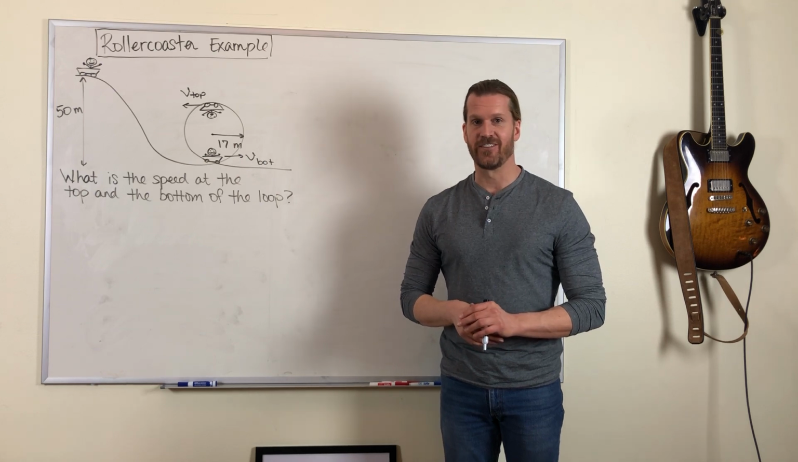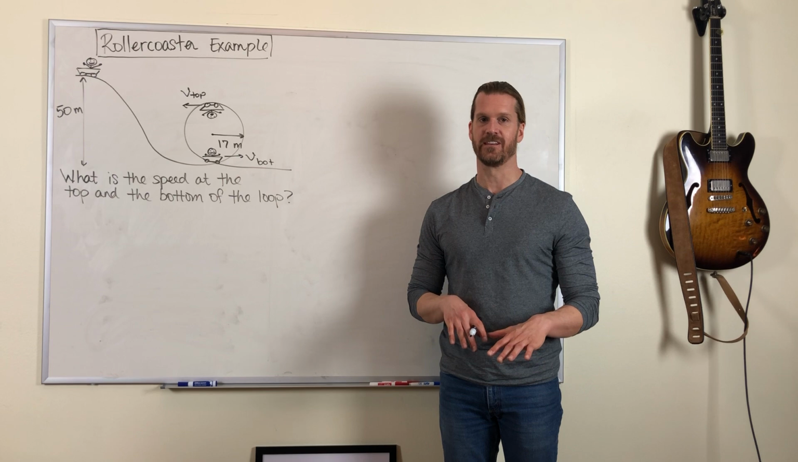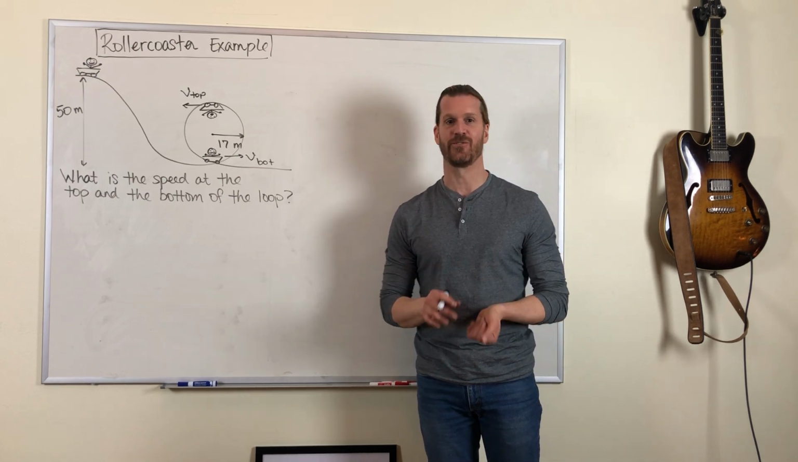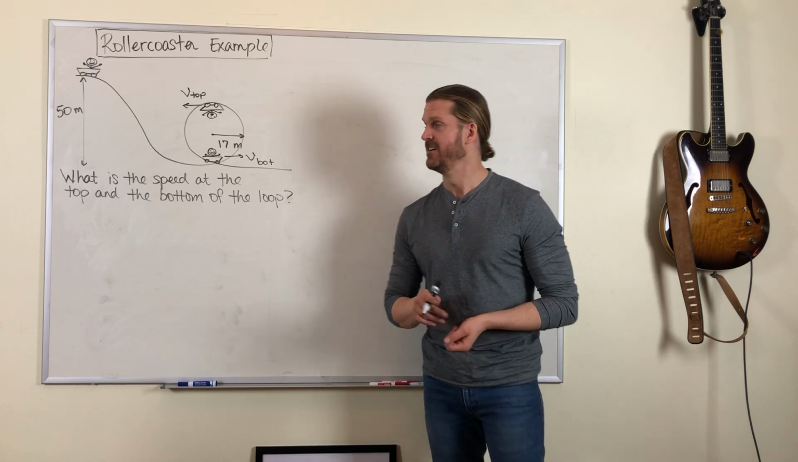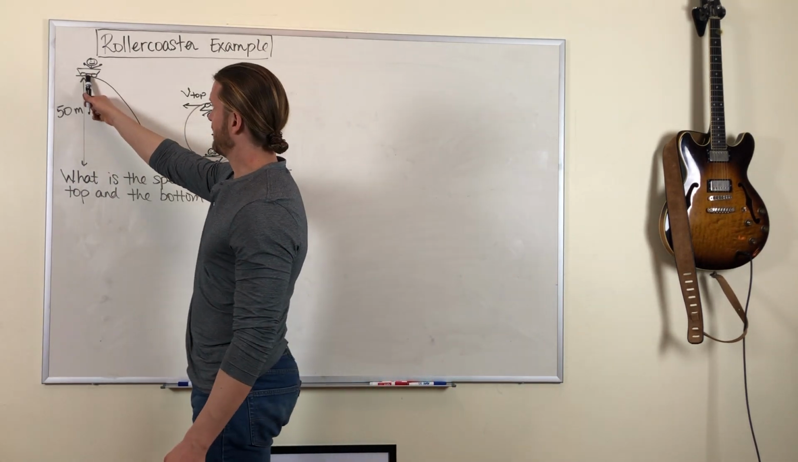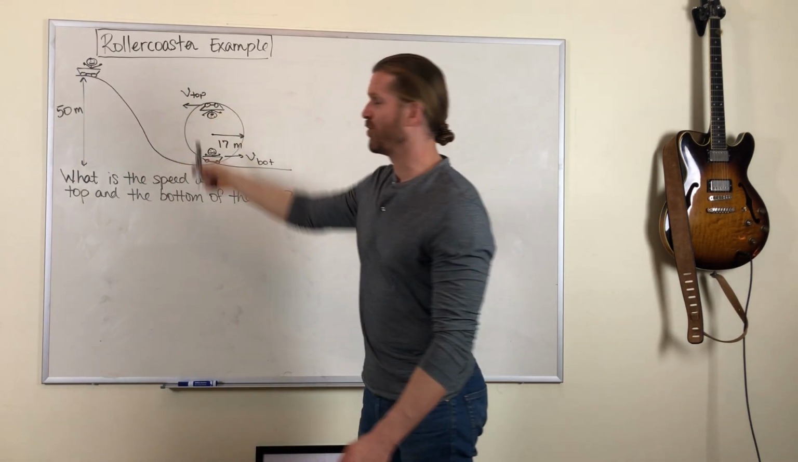Okay, let's analyze a problem that would be totally impossible to solve using any of the techniques we've learned so far in this class. We have to use conservation of energy to do this. Let's look at this roller coaster. You start out at the top of a big hill, roll down the hill, go around a loop-de-loop.